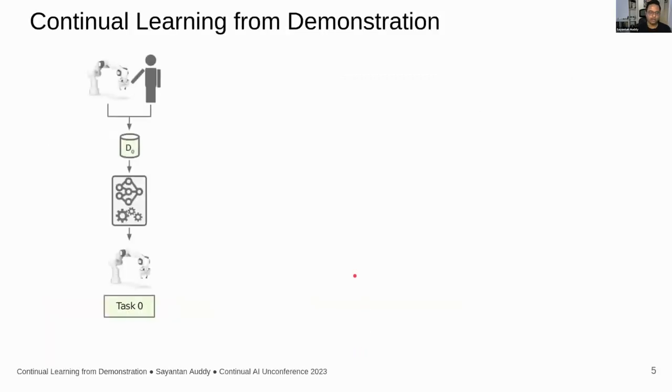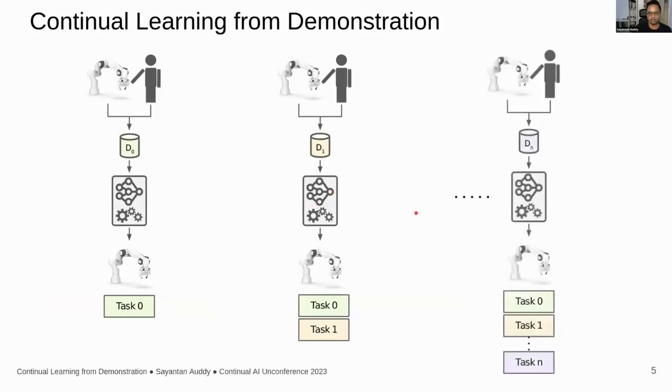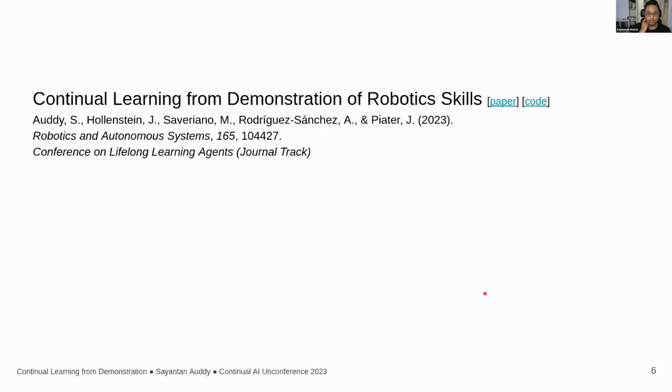And then the idea of continual learning from demonstration becomes very simple. We start off by training the robot to perform one task, and then we train it to perform another task without looking at the data of the past. And then we go on in this way. And at the end, we hope to have a robot that can, on command, perform any of the tasks that it has been trained on. So I'll be talking about 2 papers which try to achieve this objective. The first one is called Continual Learning from Demonstration of Robotic Skills, and this was published very recently.